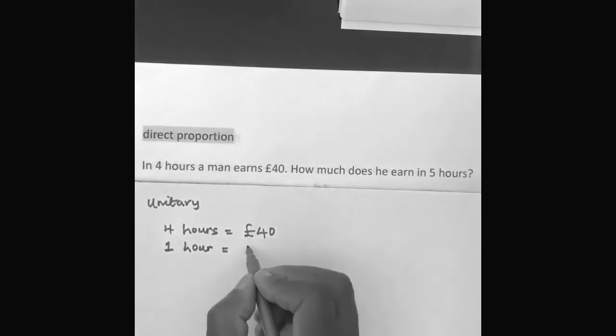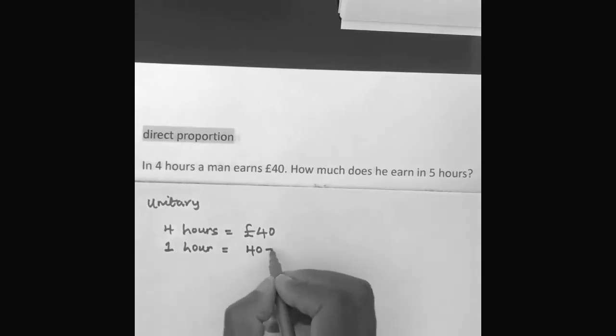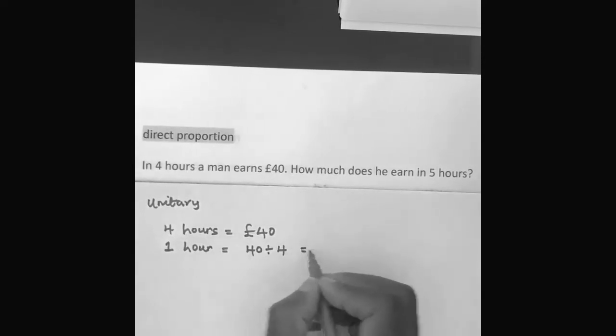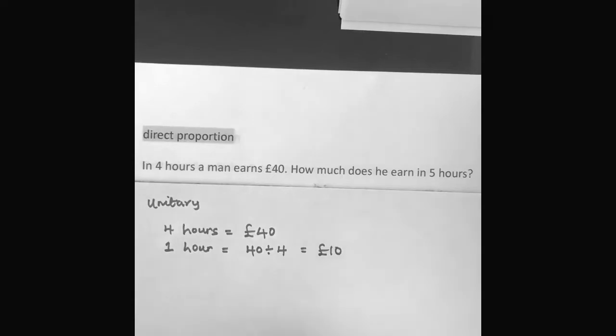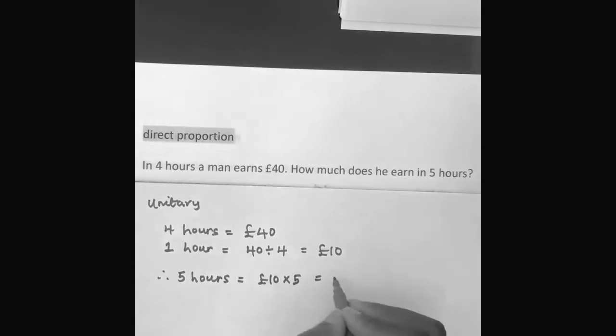1 hour is going to cost us 40 divided by 4, which is equal to £10. Therefore, if we know that 1 hour costs £10, then we can multiply by 5 to give us 5 hours. 5 hours would be equal to £10 times 5, which is equal to £50.